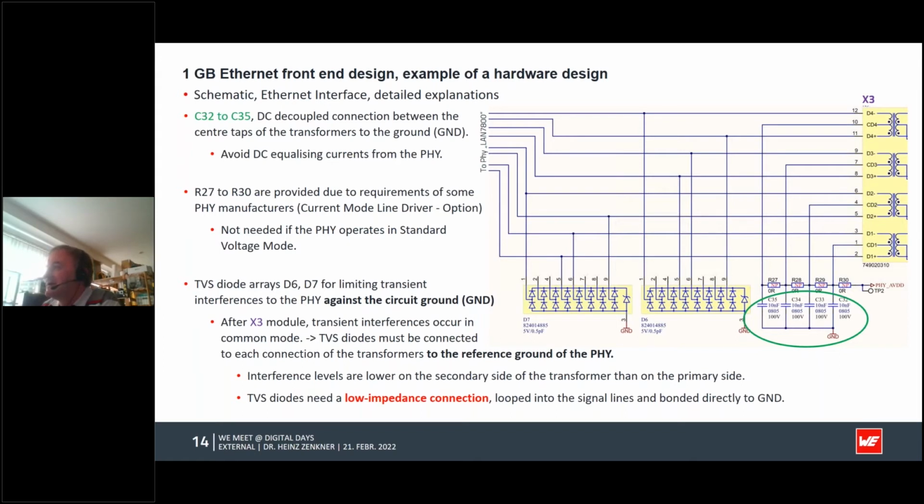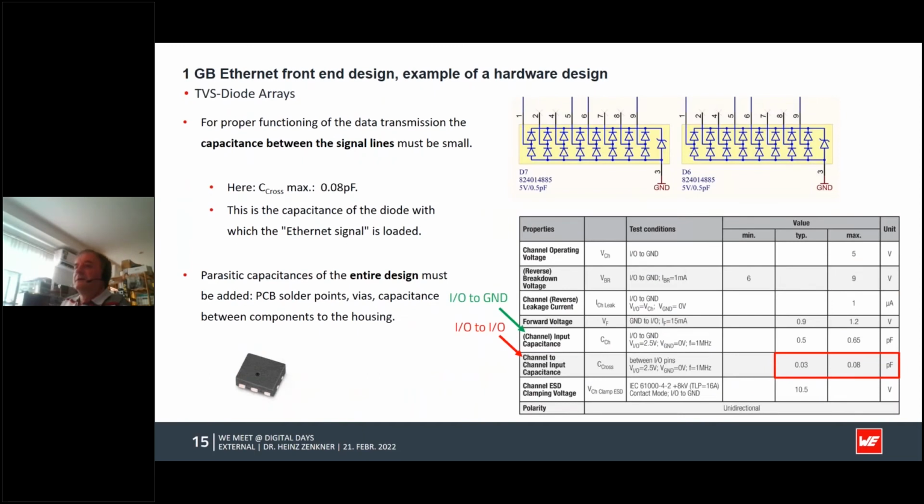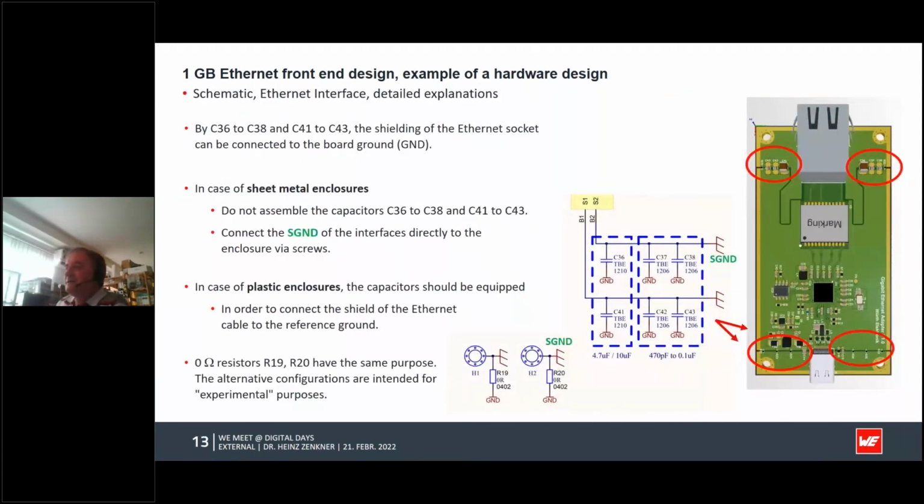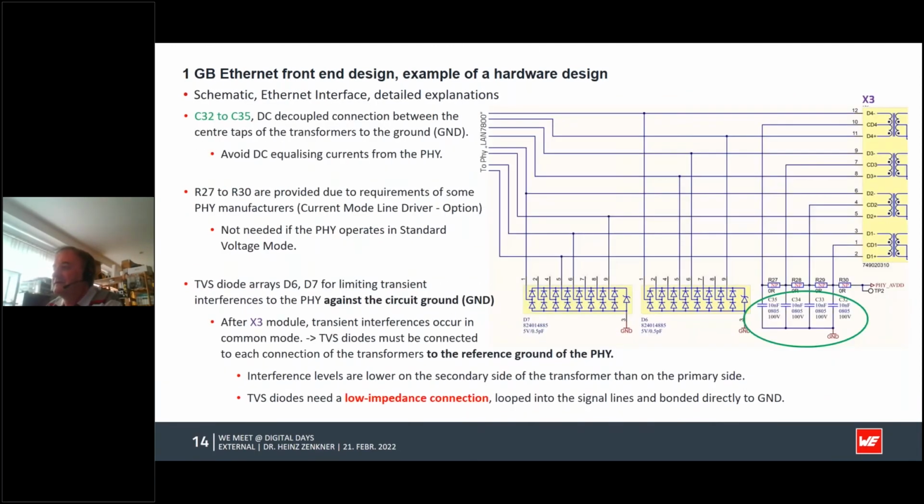Even worse, any disturbances coming from the cable will be offset here and create an offset between the digital ground and the ground of your controller. Because this would then be the ground which I mentioned before, this one here. So the TVS diodes need a very, very tight, low inductive, direct, low impedance ground connection to the reference of the PHY.